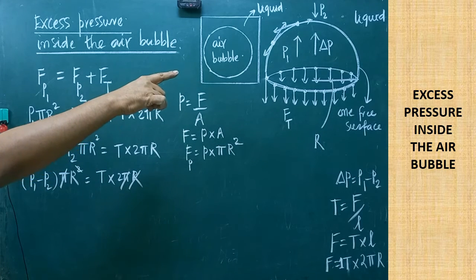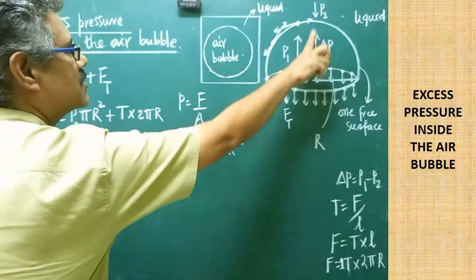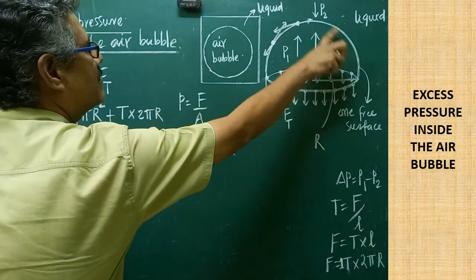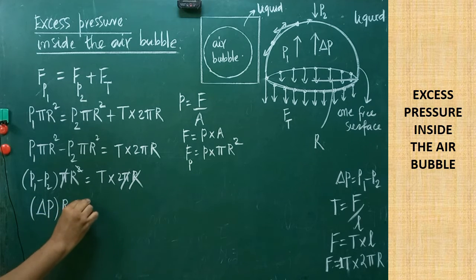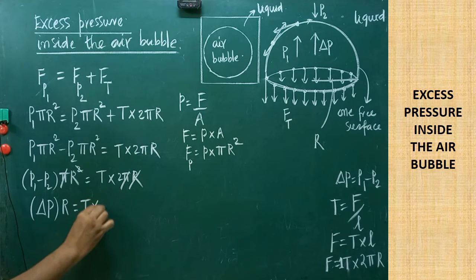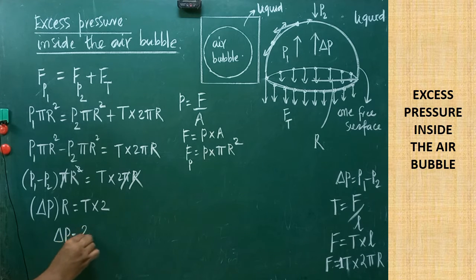Already I have told you that the difference between P1 and P2 is called excess pressure. That excess pressure will always be acting on the concave surface. So P1 minus P2 gives you the excess pressure. Are you clear? Del P into R is equal to T into 2. So I need the expression for del P. So del P is equal to 2T by R is the expression. Del P is equal to 2T by R is the expression to calculate the excess pressure.